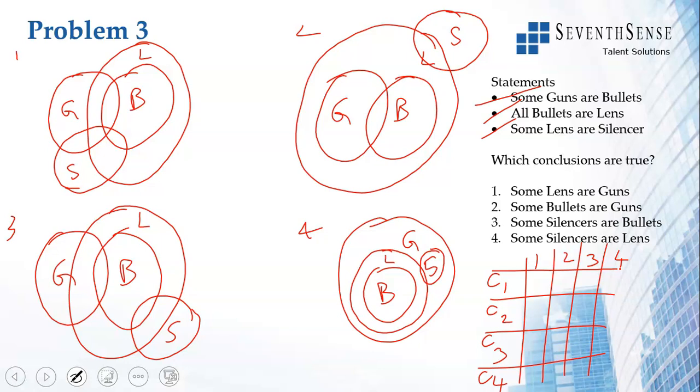Here, if you see, some lens are guns. This part, some lens are guns. If you see here, this part, some lens are guns. You have got it. So the option in diagram 1 is true, in diagram 2 it is true.